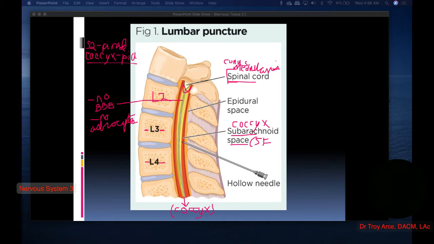It's usually between L3 and L4, where they'll inject this hollow needle into the subarachnoid space. And that way it doesn't affect the spinal cord, but they can still either draw fluid or inject medication. Also, there's no blood-brain barrier here, right? So think about that. And this is just my private notes from school and stuff. So, yeah, that's why they go between L3 and L4. Something to remember.